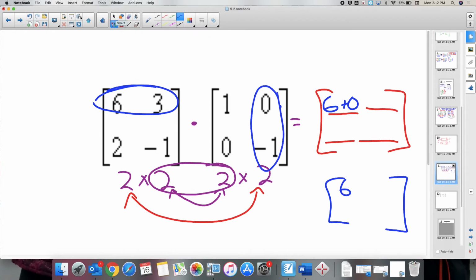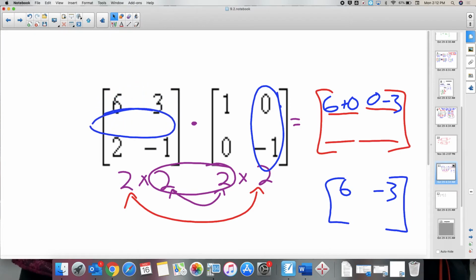First times the first is 0. Second times the second is negative 3. So 0 minus 3 is negative 3. Go to the next spot.